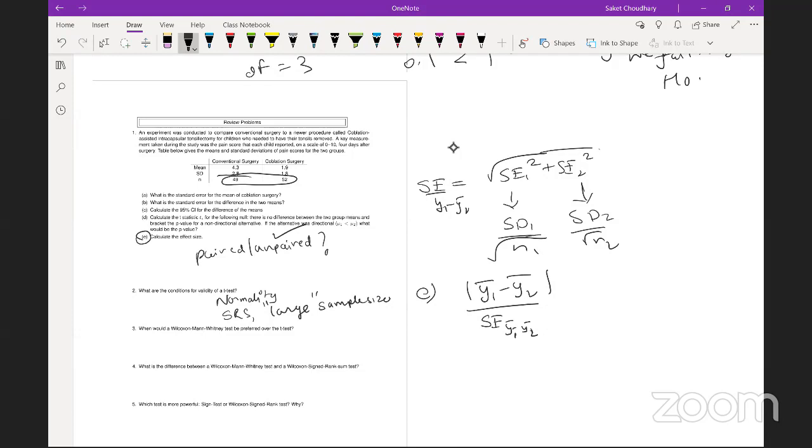Wilcoxon-Mann-Whitney should be preferred over t-test. When should you prefer it, right? So this is a non-parametric test. This is a parametric test. The t-test is generally more powerful. But when would you prefer it, right? So very simple. Normality not satisfied. Okay. Or if you have small sample size.